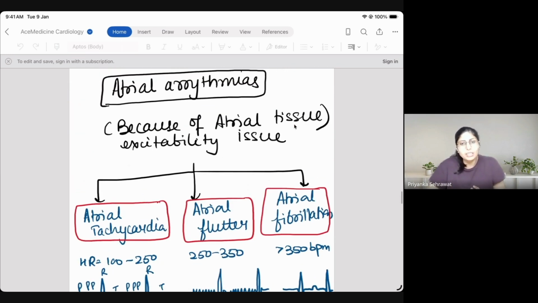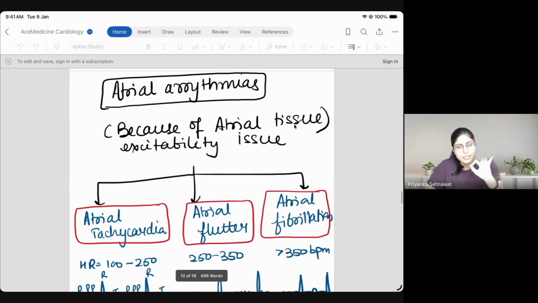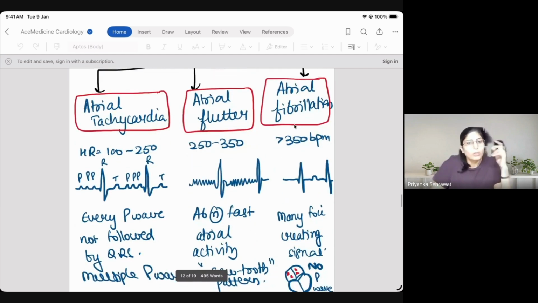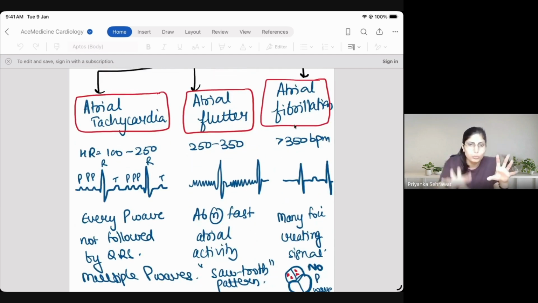So atrial muscle, I want you to remember three things. Atrial tachycardia, atrial flutter, atrial fibrillation. Depending on the heart rate: 100 to 250, 250 to 300, more than 350. Right? Now what happens in atrial tachycardia is that SA node keeps on firing, but few of the atrial muscles are firing at their own rate. So because of the atrial muscle contraction, we get P wave.